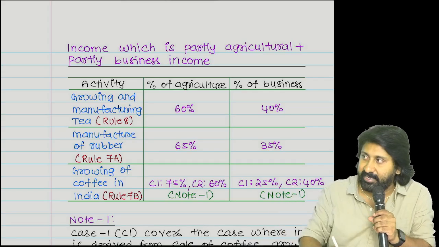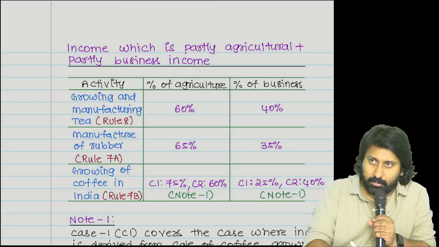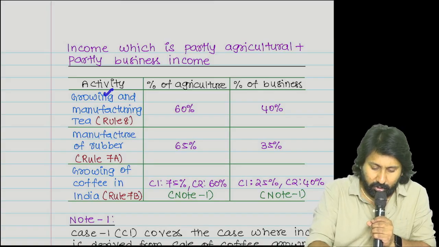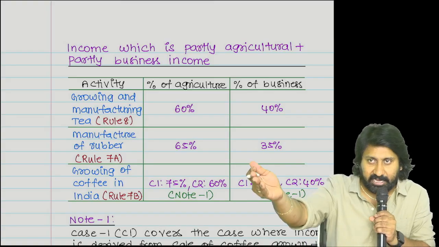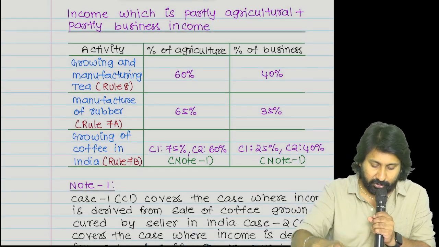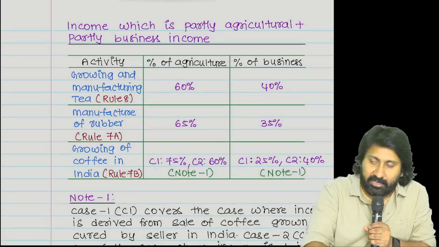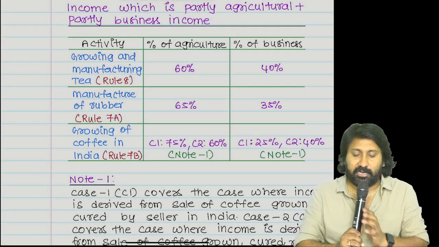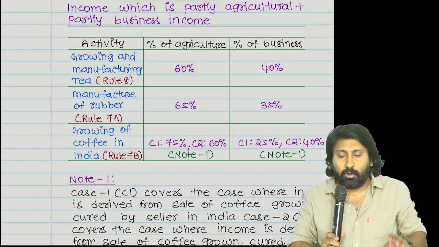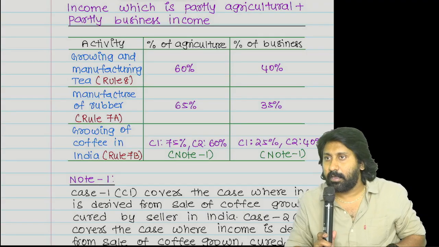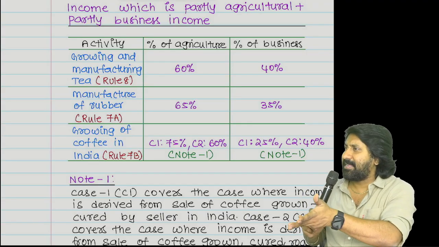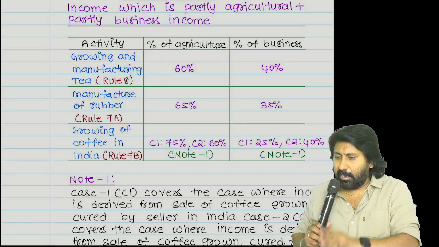Sorry, before that, see here. Read: income which is partly agricultural, partly non-agricultural. Start here. Activity: growing and manufacturing of tea. In that, how much is agricultural? Very easy to understand. See, tea leaves are grown.